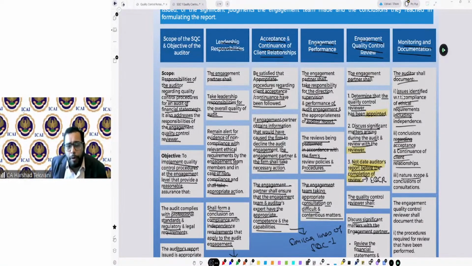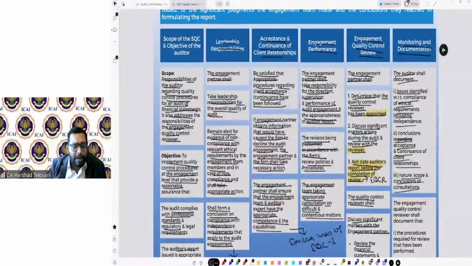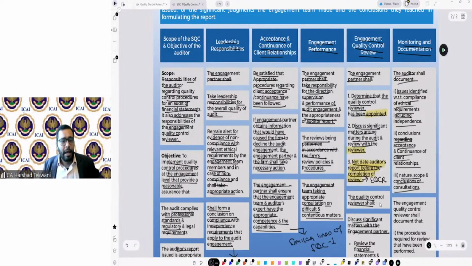Then the nature and scope of, and conclusions resulting from, consultations. If you see, this documentation requirement is nothing but whatever we have discussed here, reiterated in the form of documentation. That okay, you did the exercise on one hand, I am fine. The engagement partner accepted the responsibility, I am fine. But there should be documentation of that also. So that is the last leg: whatever you have done, please document.